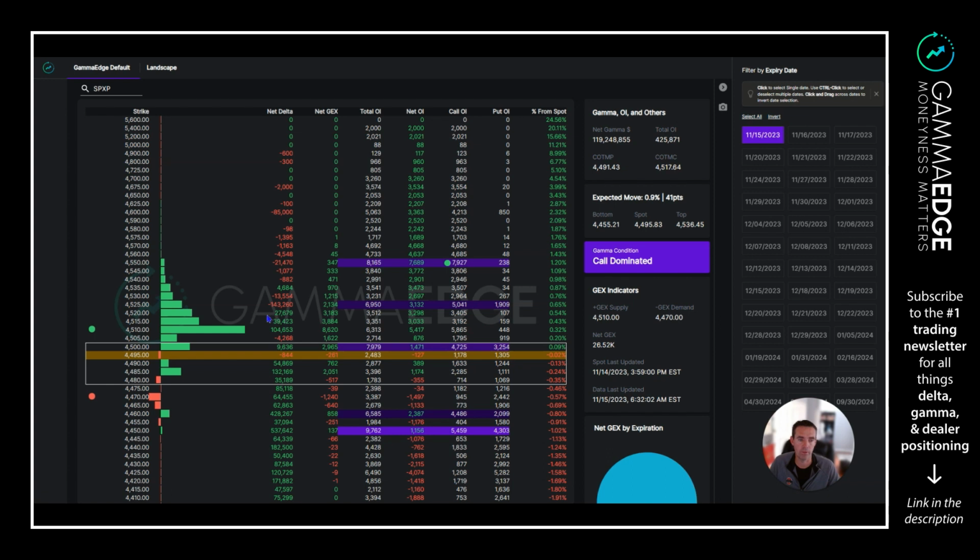So topside, again, we'll be looking for 4510, most likely the stalling point. If we capture 4510 and stay above, then we'd look for a move up to 4525. And then on weakness, I'd look down towards 4480, and then 4455 to 4460, an important demand level as we move down into there for supportive action.